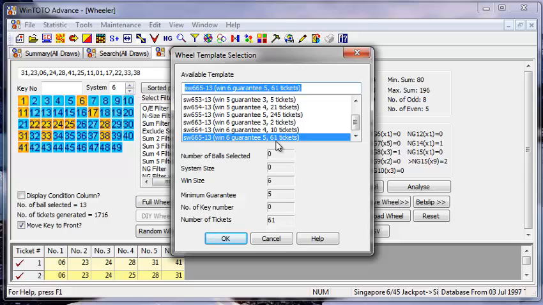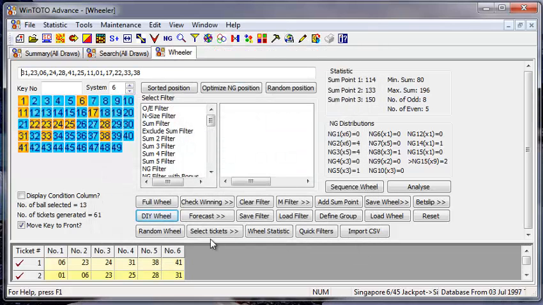Go and look for this thing called the Win 6 Guarantee 5. You must make sure you pick the right one. Win 6 Guarantee 5, I repeat again, which is only 61 tickets. So as long as you see 6 winning numbers coming from here, you have a chance of getting at least 5 winning numbers. Alright, so click OK. So you can see, let's say for example, check results.